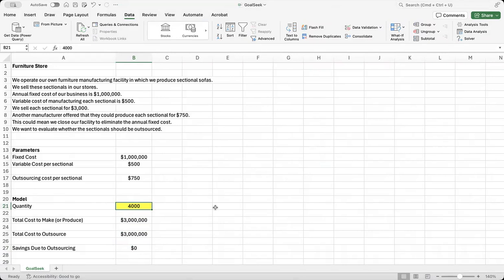Any quantity above 4,000, we can say that we are no longer saving due to outsourcing, and any quantity below 4,000, outsourcing will lead to some savings.